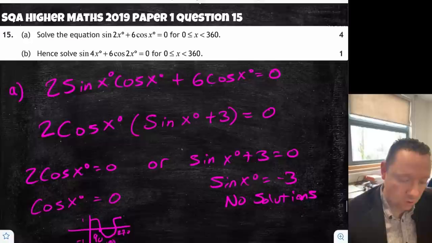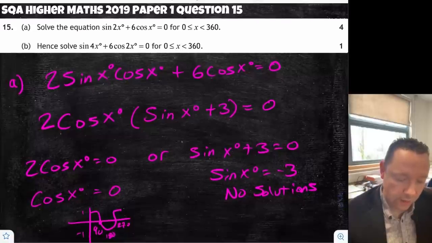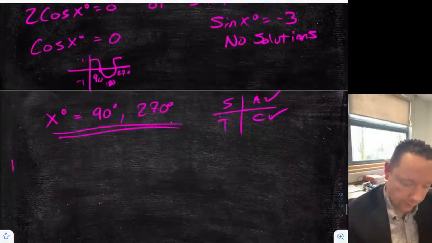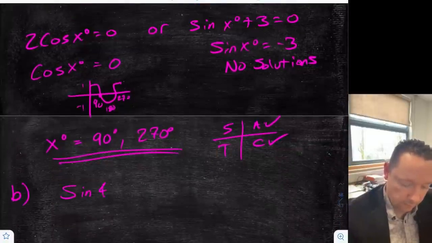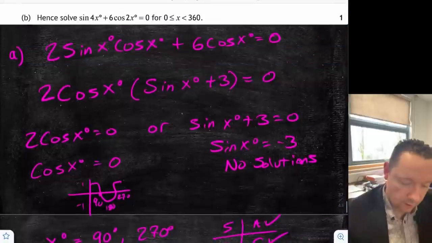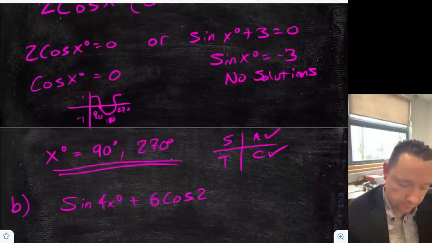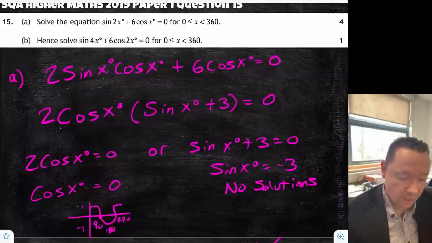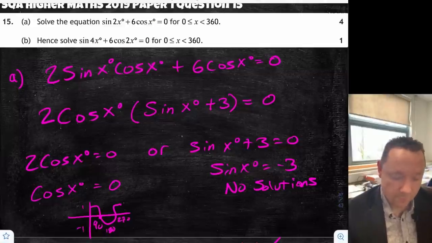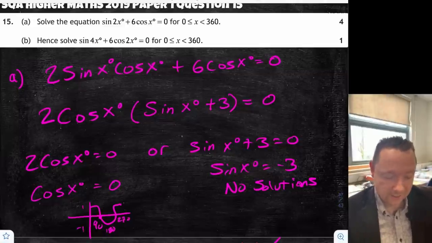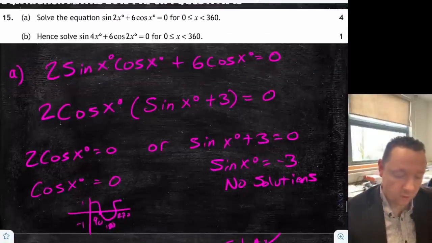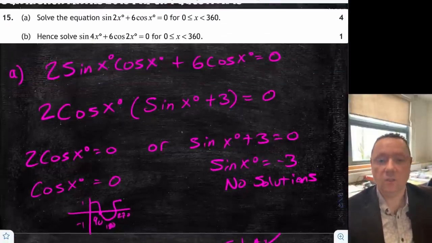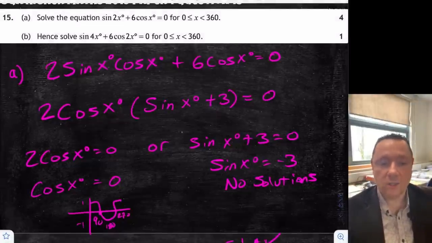Part B says, hence solve sine 4x plus 6 cos 2x equals 0. Part B, sine 4x plus 6 cos 2x equals 0. So part A was sine 2x plus 6 cos x. So the numbers in front haven't changed, so it's not a multiple. However, the angles have just doubled, so the frequency's just doubled. So that means that our answers to part A was when x equals 90 and 270. So now it's just 2x equals 90 and 270. There's no real extra work to do.